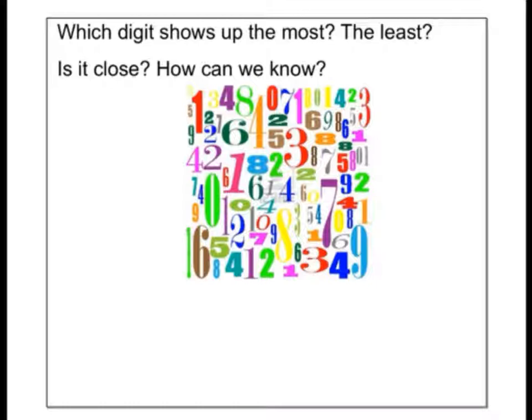So this is the slide we looked at in class. It says which digit shows up the most, the least, and is it close, and how can we know? Just take a second and look at this. See if you can come up with a way to figure out which digit shows up the most or the least. Chances are we would all come up with different answers to this, probably for some different reasons. So it's good for us to have some common language where we can talk about situations like this.